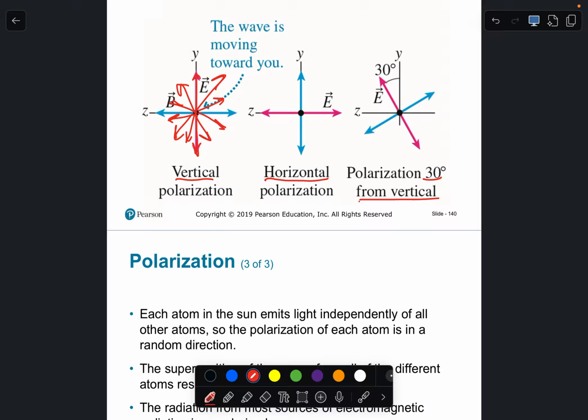And so what we can do is we can polarize. Maybe you've worn polarized sunglasses, right? Polarized sunglasses make what you see very dim. And you're going to see exactly why it does that.